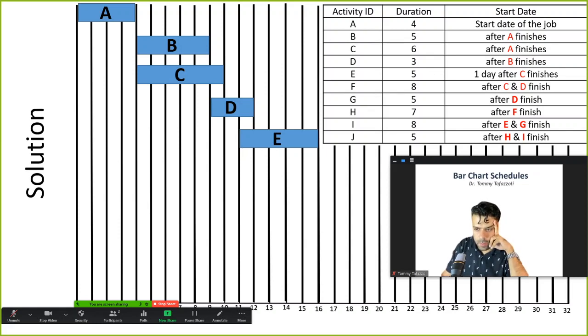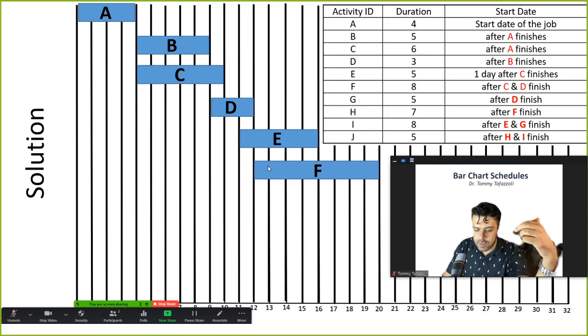Okay, so F can depend on 2 activities. It depends on both C and D. So both C and D should finish, and then only F can start. And as you can see, C and D finish on different days. So should I start when C finishes or when D finishes? I should start when both of them finish, so I have to wait for D. That's why the start date is driven by the later of the two finish days between C and D. We need to wait for both C and D to finish, and then we can start F.